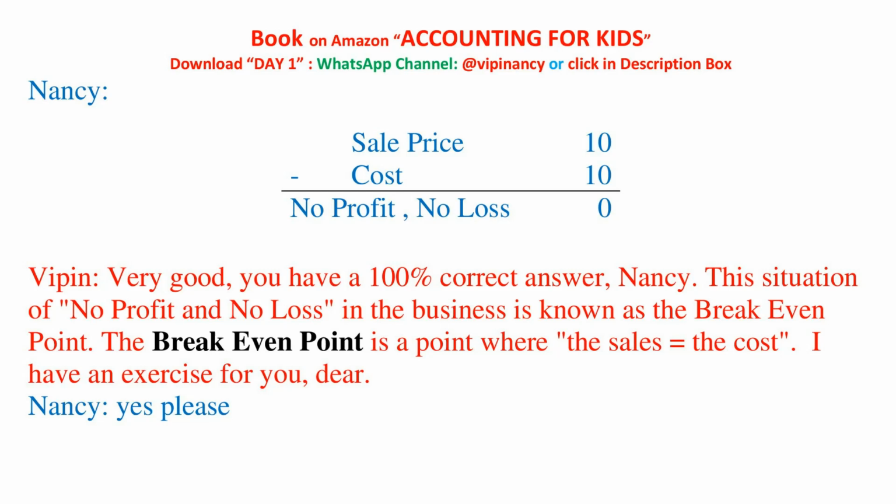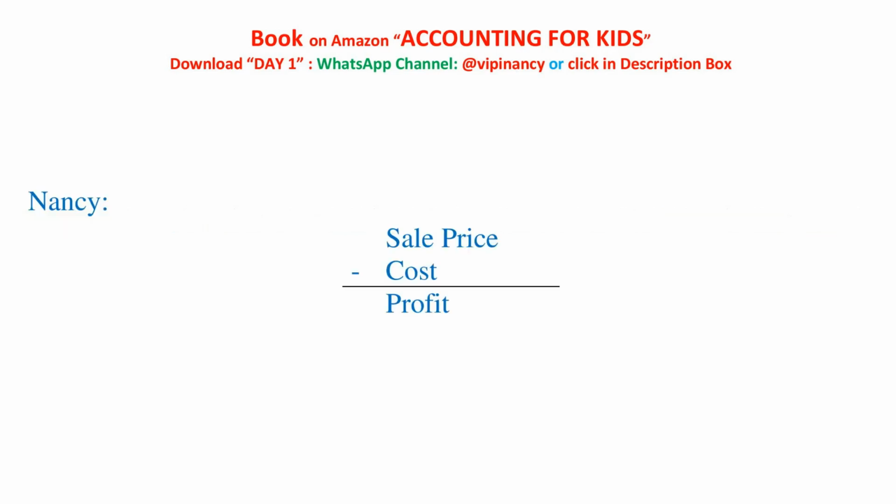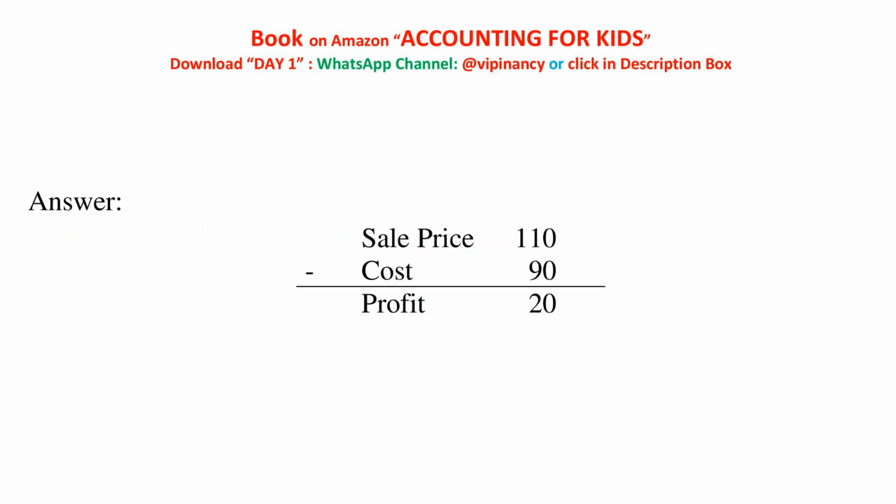I have an exercise for you, dear. Nancy. Yes, please. Vipin. The sale price of a doll is 110, but the cost is 90. What is the profit? Nancy. Sale price 110 minus cost 90 equals profit 20.